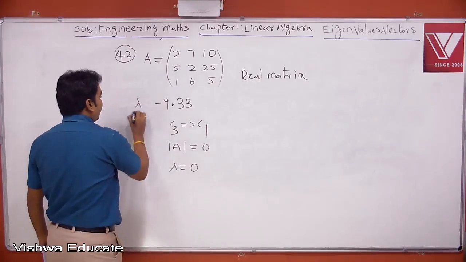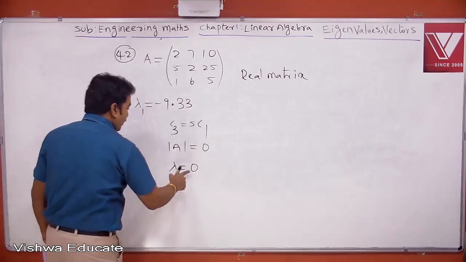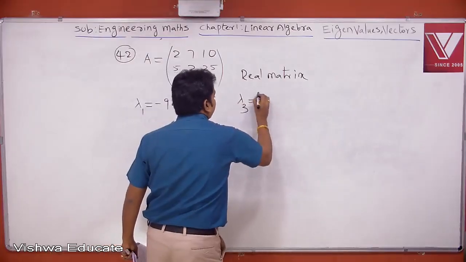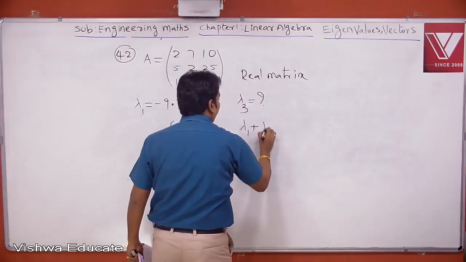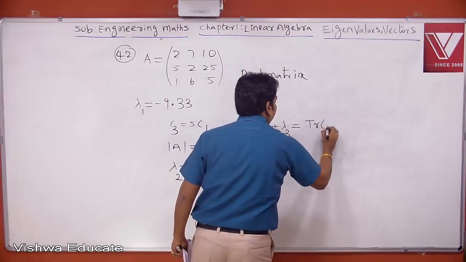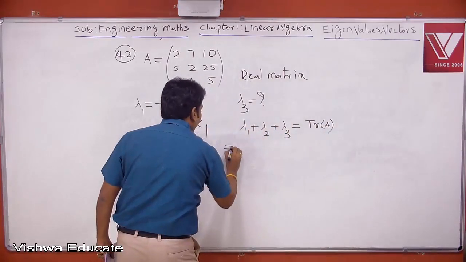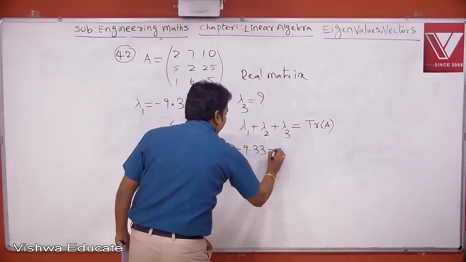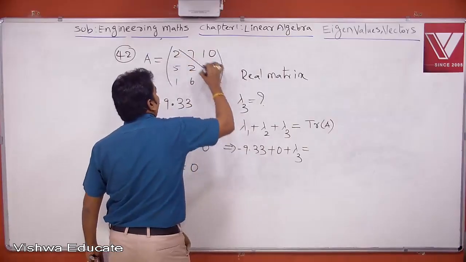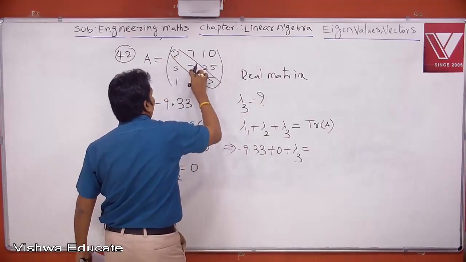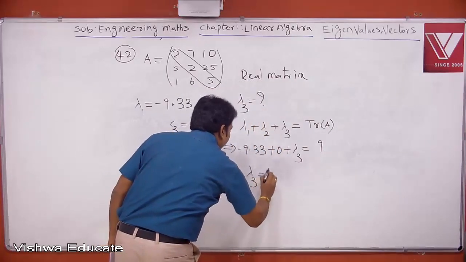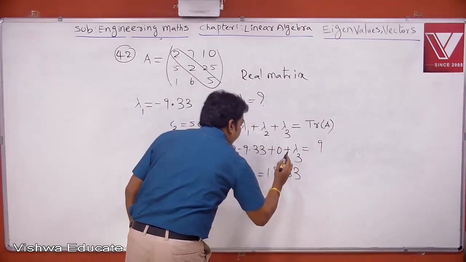Therefore, one eigenvalue is minus 9.33, call it lambda 1. Second eigenvalue, I call it lambda 2, which is 0. Now let us find lambda 3. The sum of eigenvalues equal to trace. Lambda 1 plus lambda 2 plus lambda 3 equal to the trace of this matrix. Lambda 1 is minus 9.33, lambda 2 is 0, plus lambda 3 equal to the trace of this matrix, the sum of diagonal elements 2 plus 2 plus 5. This is 9. Therefore, this implies lambda 3 equal to 18.33.